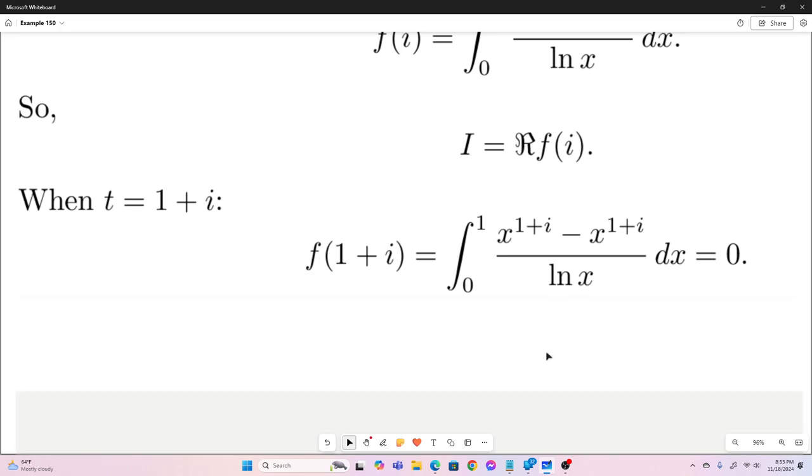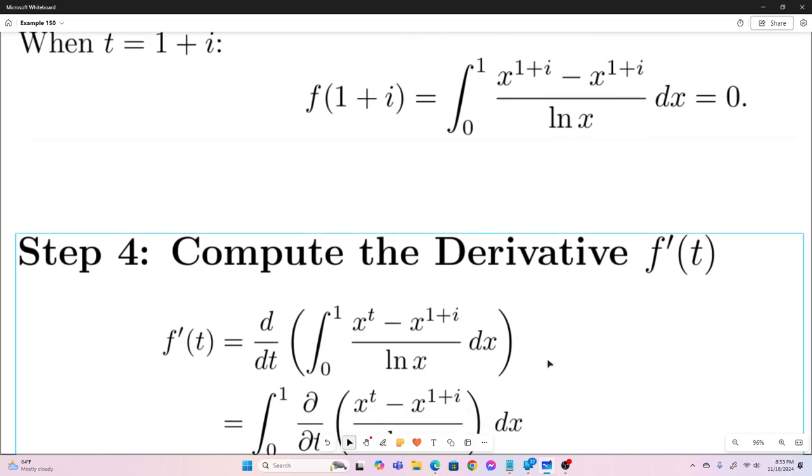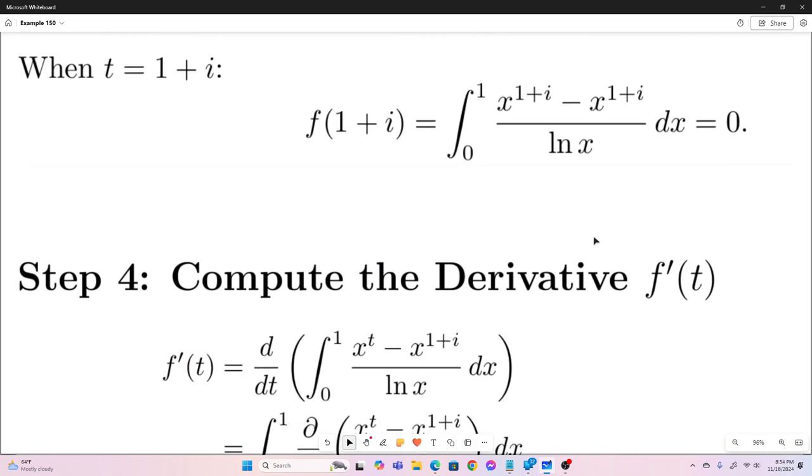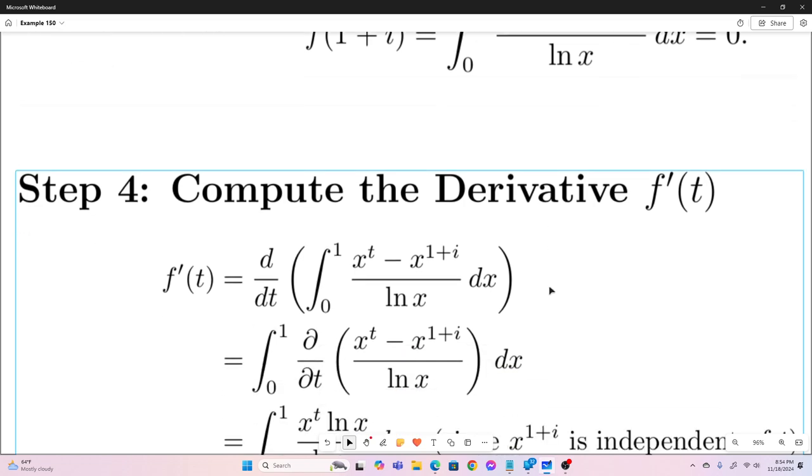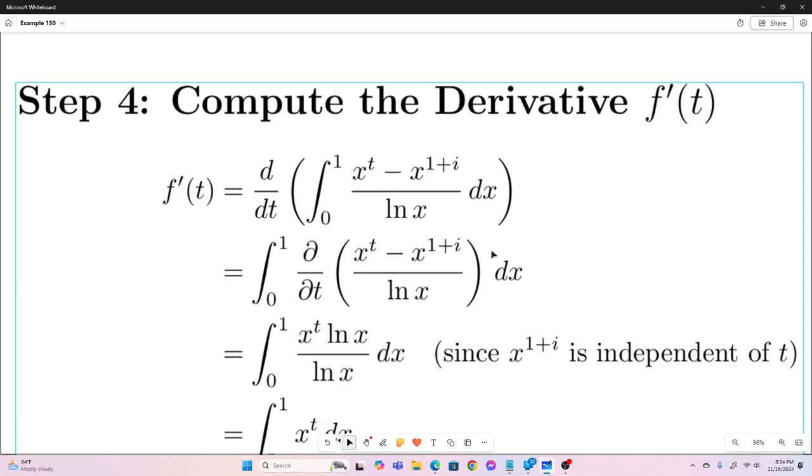All right, moving along. Let's just take the derivative of our f of t with respect to t using the Leibniz rule for differentiation under the integral sign, which says that we can pass this derivative inside the integral as a partial derivative.